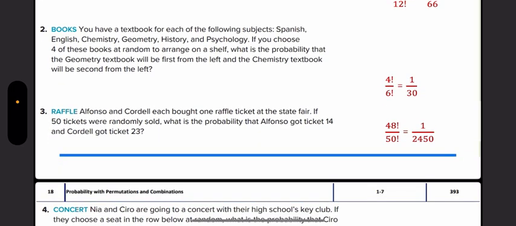In this question, what is the probability that the geometry textbook will be the first from the left and the chemistry textbook will come second from the left? My question for you is, do you know the order of these 2 specifically? Yes, I know, because the geometry will come first, chemistry will come second. So if I know their order, I don't have to add the part of the unknown order, so only 4 factorial will be in the numerator. Type. I hope this is clear now.